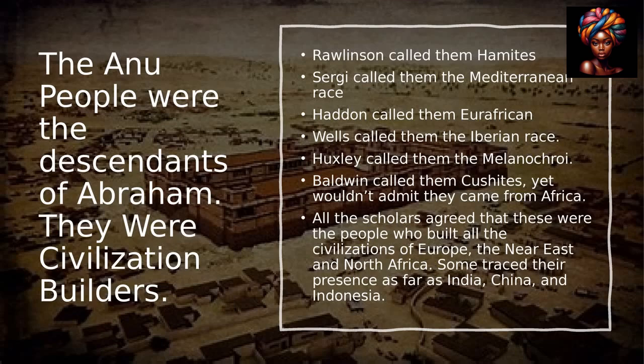It says, in talking about the different writers, Rawlinson called them Hamites, talking about the Cushites. Sergi called them the Mediterranean race. Hayden called them the Africans. Wells called them the Iberian race. Huxley called them the Melanochroi.